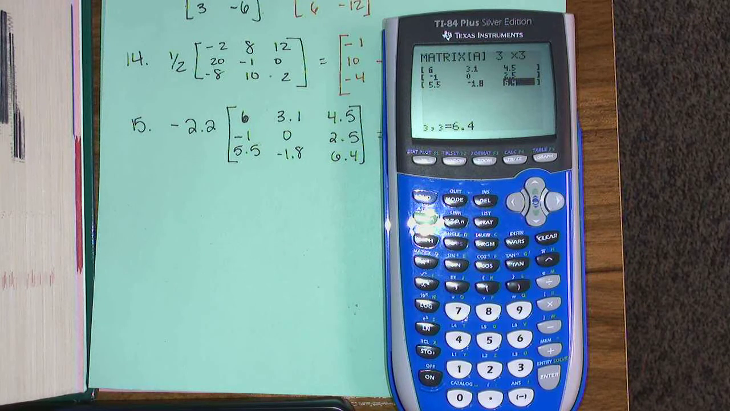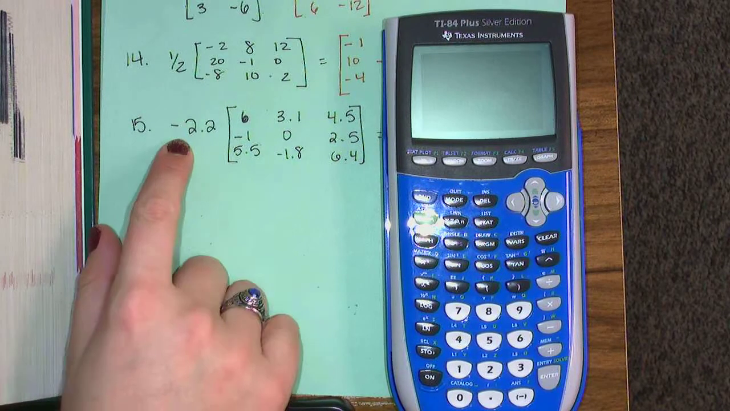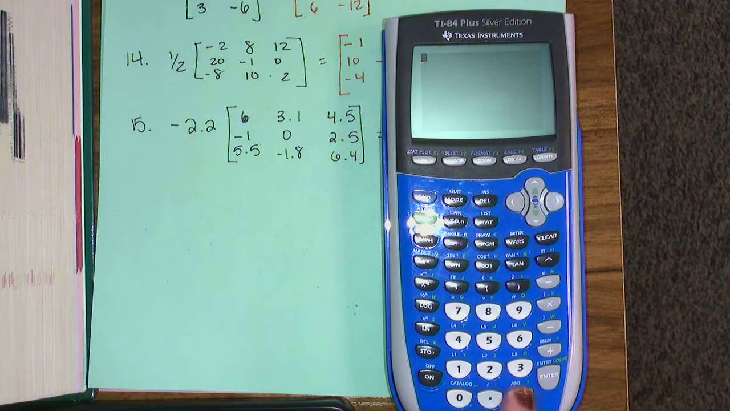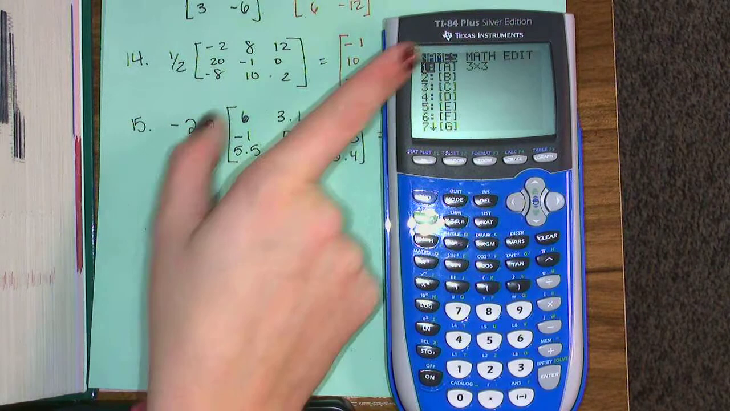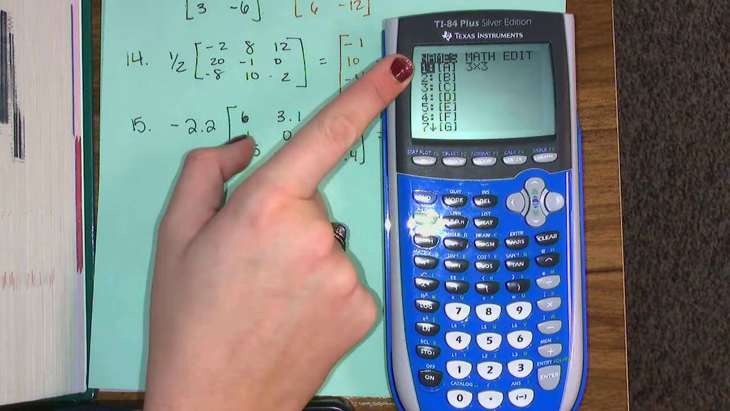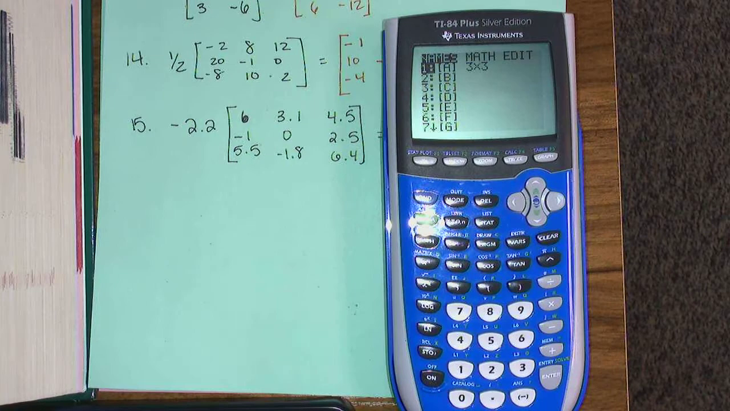Alright, so once you get that, hit second, quit. Now, I need to multiply it by negative 2.2. So negative 2.2. And now, you go back to second matrix, and now is where you can use this one that's already done for you. It tells you that it's a 3 by 3, once you've put it in. So hit enter. So now you have negative 2.2a.